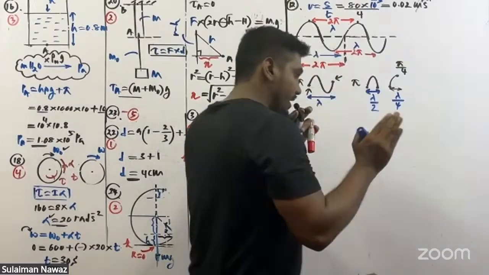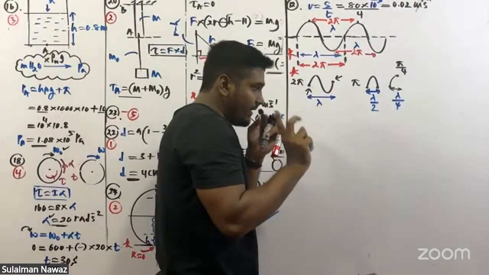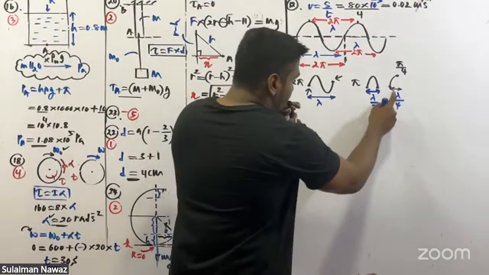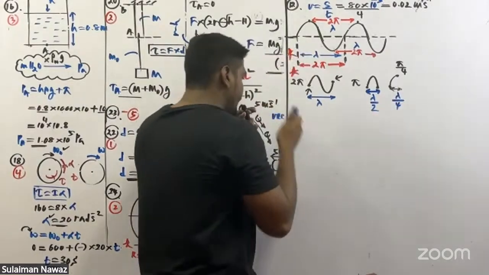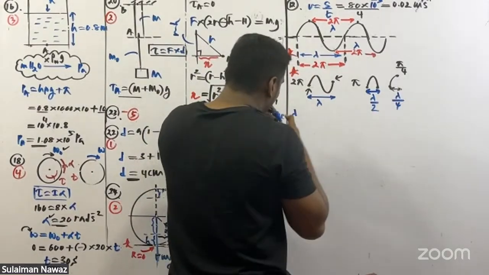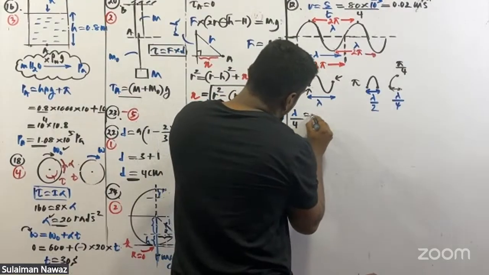Now they have given that the horizontal distance between two particles with a phase difference of pi over 2 is 5 millimeters. That means this gap is 5 millimeters. Lambda over 4 is 5 millimeters, so I can find the wavelength.